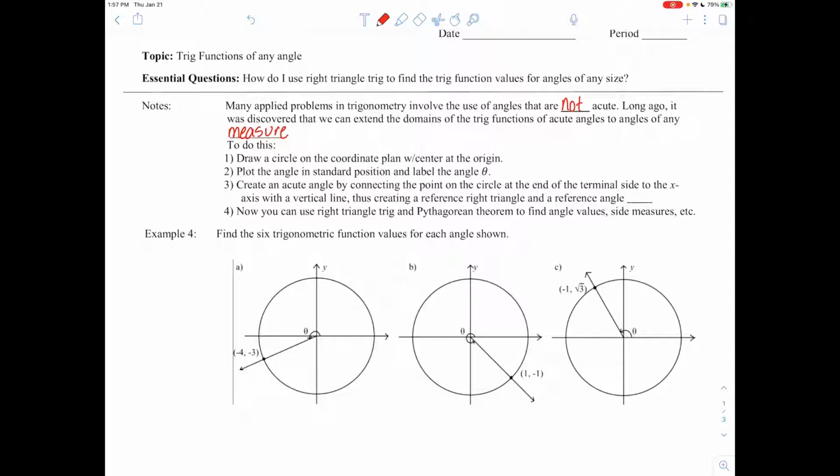What you do is connect the point on the circle at the end of the terminal side to the nearest x-axis with a vertical line, creating a reference right triangle and a reference angle theta. And you mark it with theta and then a subscript capital R. That says theta reference. So that is the angle that we will be using and referring to. Now you can use right triangle trig and Pythagorean theorem when you find angle values, side measures, etc.